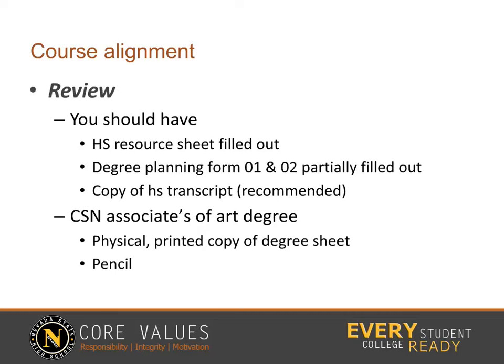Before we move on, let's make sure you have everything you need. You should have your high school resource sheet filled out with current classes circled and high school credits calculated. You should also have the Degree Academic Planning Form version 1 and 2 partially filled out so that it only contains classes required for an advanced high school diploma, with elective courses left blank. It is recommended that you have a copy of your high school transcript, but not required for this lesson.